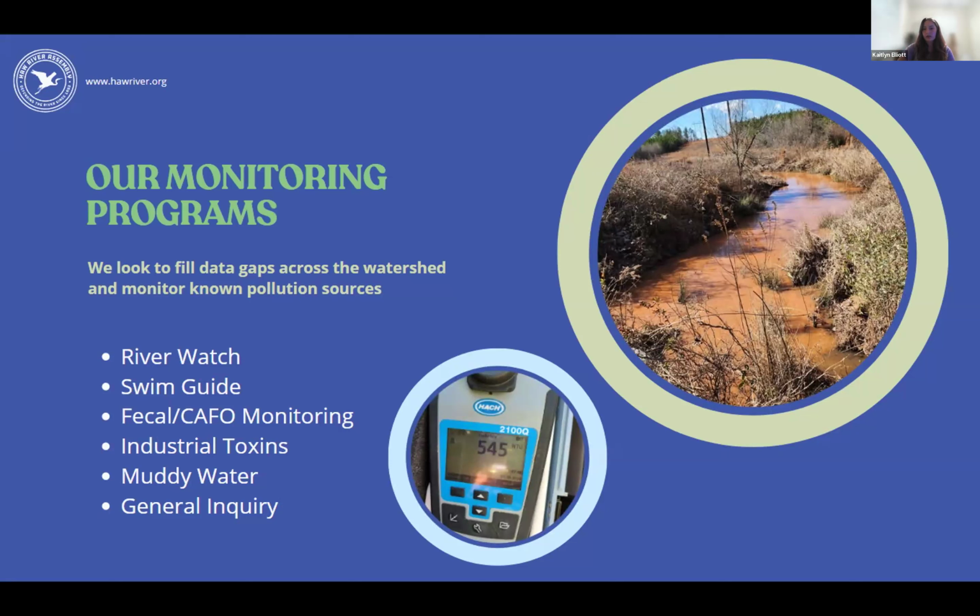And then for our industrial toxins monitoring, we test for levels of 1,4-dioxane and PFAS in surface water and in drinking water in areas we are concerned about, such as residents on well water near sludge fields.